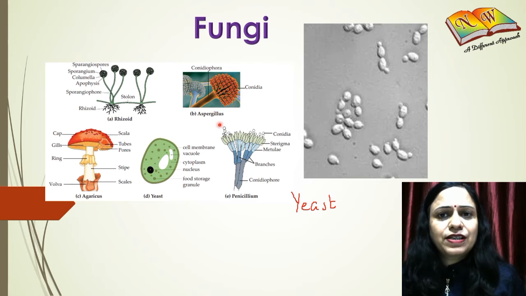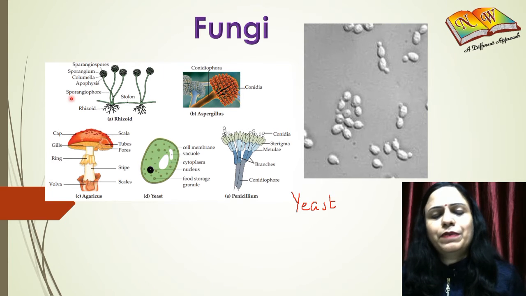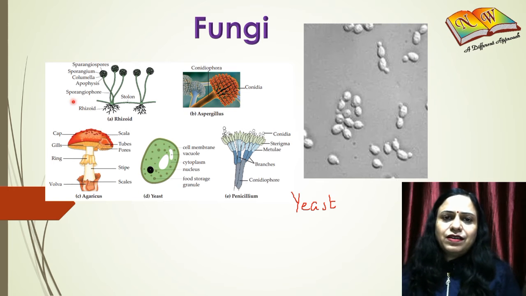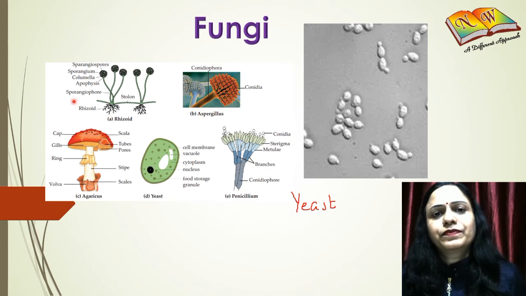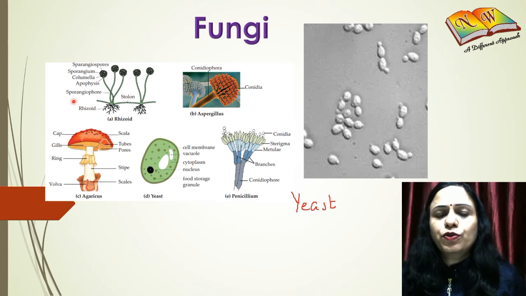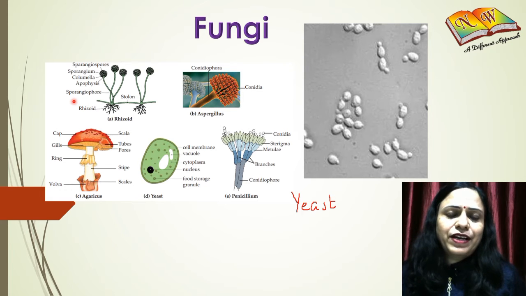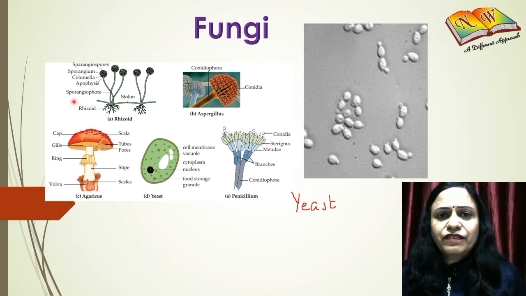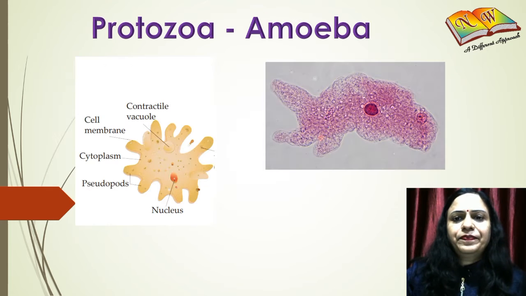Then aspergillus is another kind of a fungus, and this is the common bread mold. When you see the bread going stale and the greenish white cottony growth on the bread when it goes bad, and if you observe that under a microscope, you will see structures like this showing the rhizoids. So this is about fungi.